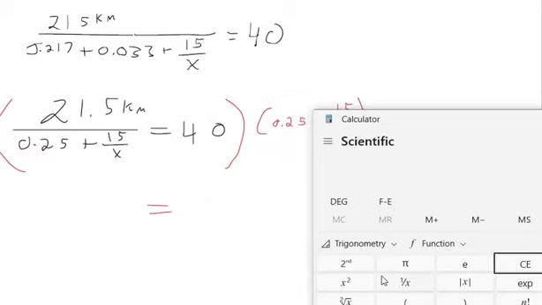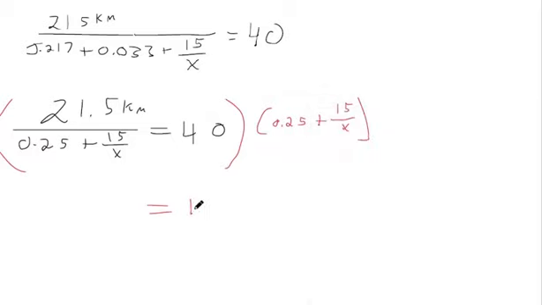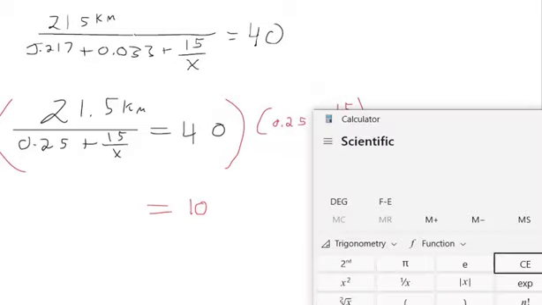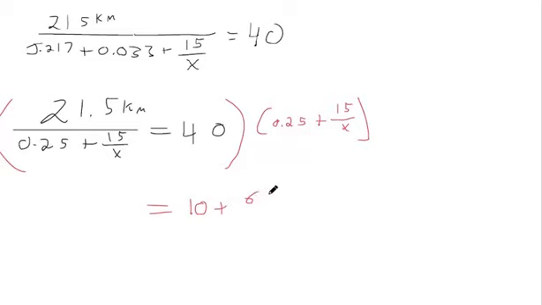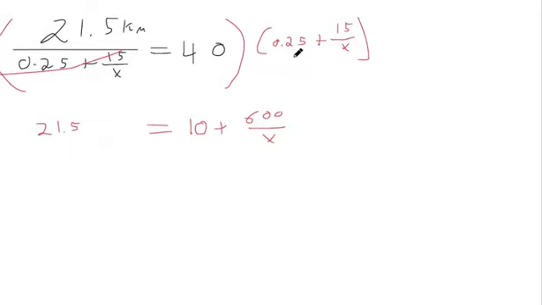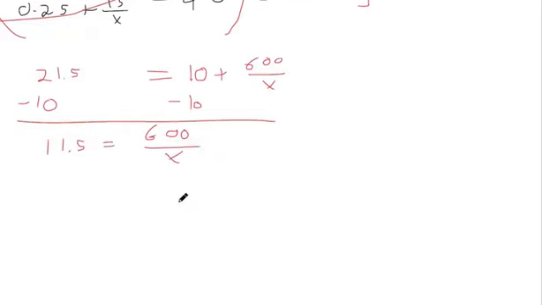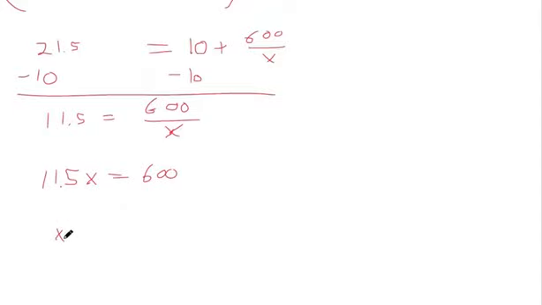So 40 times 0.25, that's 10. And then 40 times this, you can just multiply it to the numerator. So 40 times 15, that's 600 over x. That equals 21.5 kilometers. So we canceled this out of the bottom like we wanted, getting closer. I want to subtract that 10 from both sides to help me get closer to getting x by itself. We want to multiply both sides by x, and then divide 11.5 to finish getting x by itself.